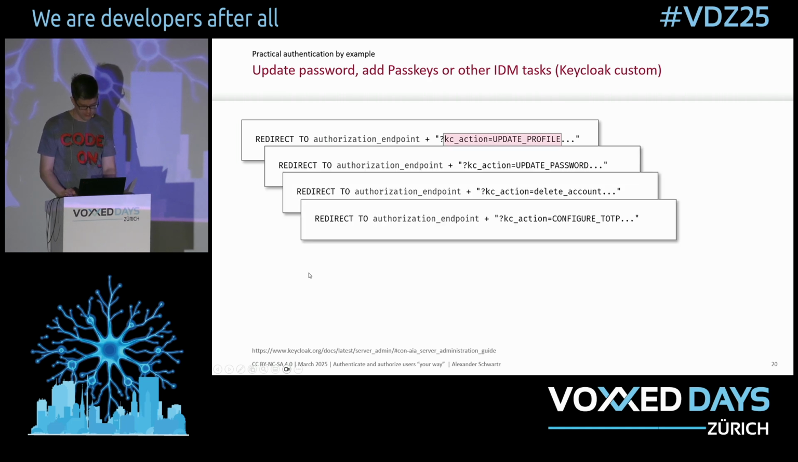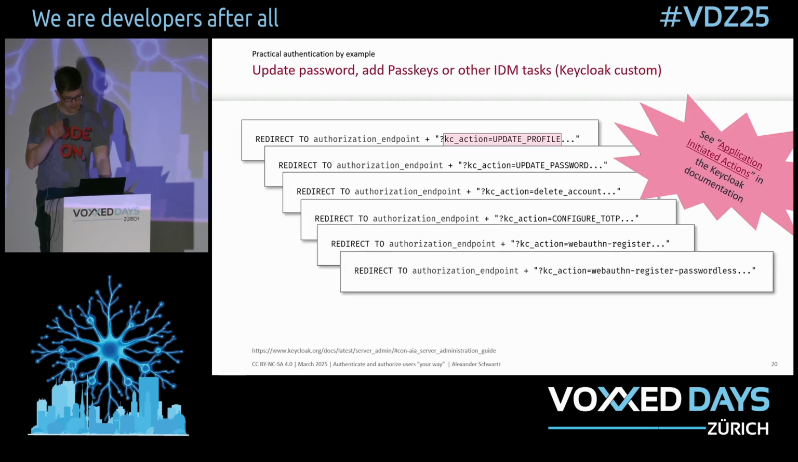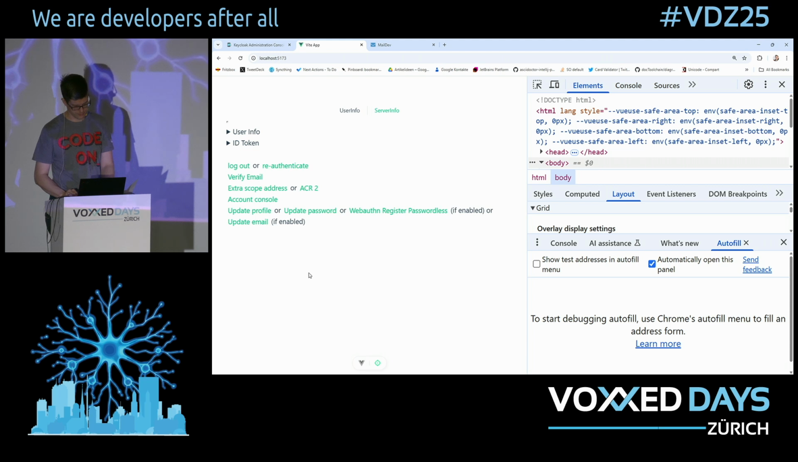For that, we have lots of different options that we call application initiated actions in Keycloak. So users can update their password, they can delete their account, they can configure a time-based one-time password, they can do a Passkeys registration here or passwordless authentication. All these actions that are part of the account console are also available in a modular fashion, which makes it really nice to have maybe some buttons, maybe some links in your application to link to exactly that action that you want to get in there.